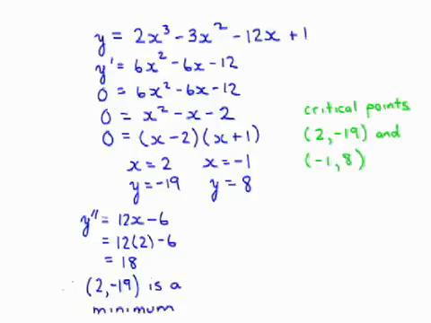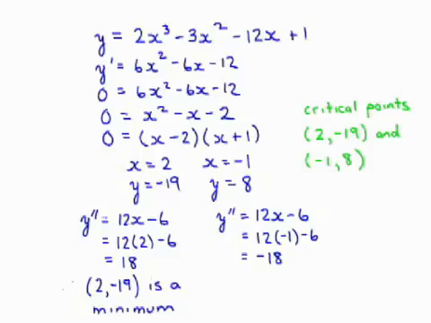We take our second derivative again, y double prime, which is equal to 12x subtract 6, and now we substitute in our other x value, negative 1. And we find that y double prime is equal to negative 18 when x is equal to negative 1. This means that at this critical point, our function must be concave downwards because our second derivative is negative. If it is concave downwards at this critical point, it means that the point (negative 1, 8) must be a maximum.